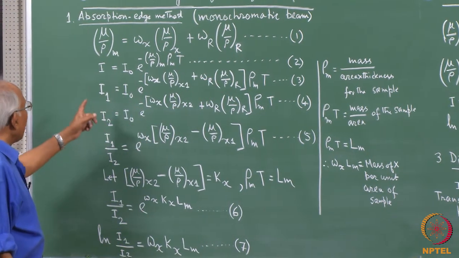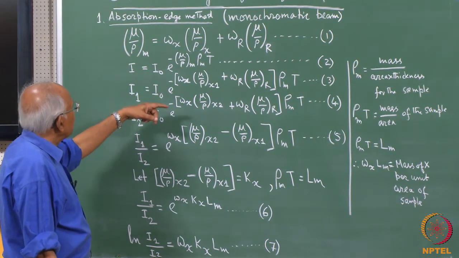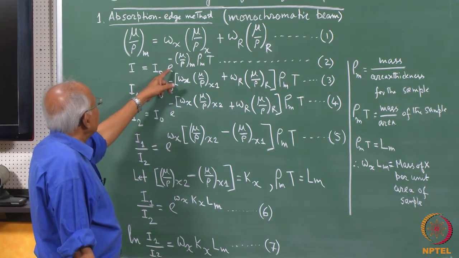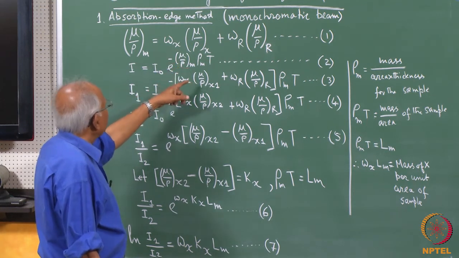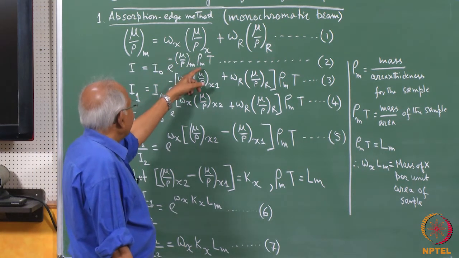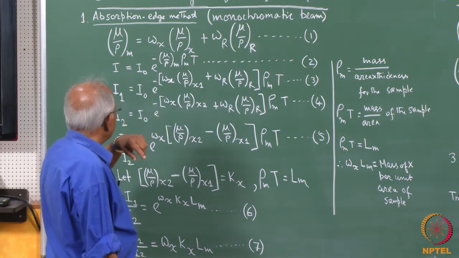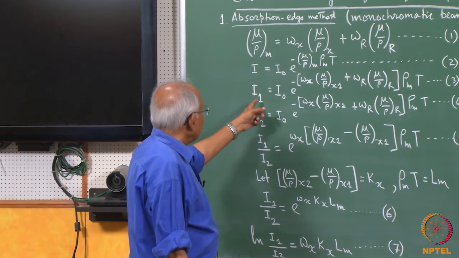Now, we can write down the transmitted intensity I as equal to I0, the incident intensity, times e to the power minus μ/ρ for the mixture, ρm the density of the mixture, times t, the thickness of the sample. If we consider the intensities I1 and I2 here, then we can also write down I1 in this manner.